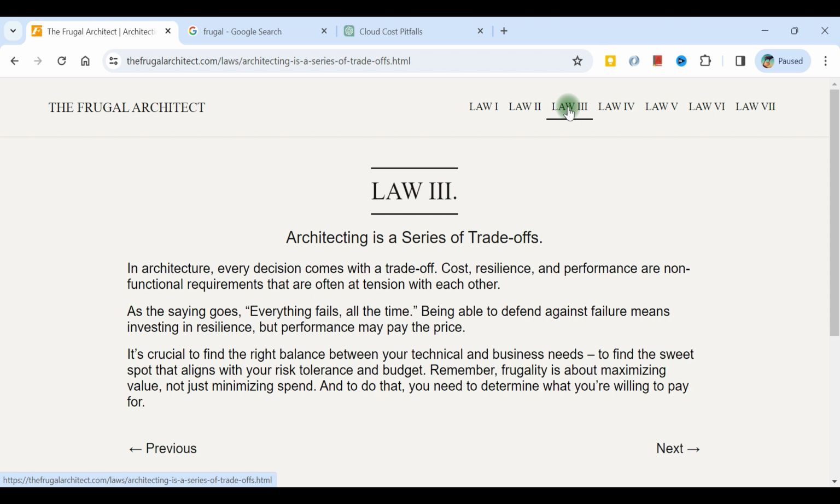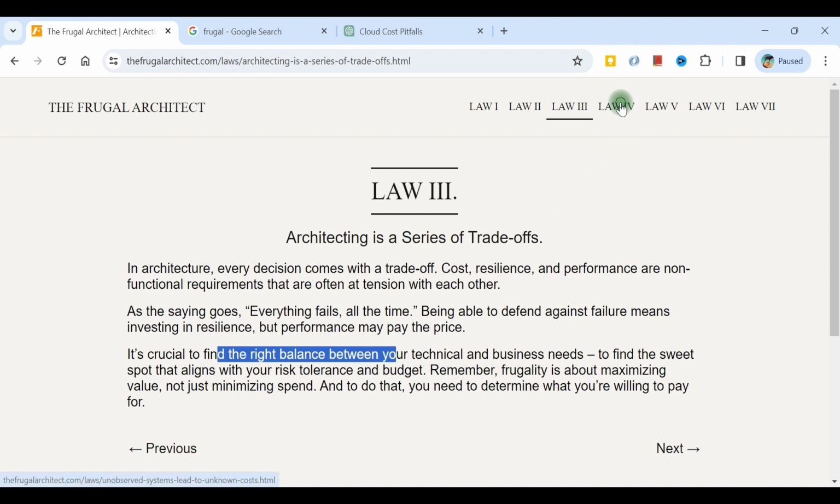Third law says architecting is a series of trade-offs. In architecture, every decision comes with a trade-off. Cost, resilience, and performance are non-functional requirements that are often at tension with each other. As the saying goes, everything fails all the time. Being able to defend against failure means investing in resilience, but performance may pay the price. It's crucial to find the right balance between your technical and business needs, to find the sweet spot that aligns with your risk tolerance and budget. Remember, frugality is about maximizing value, not just minimizing spend. And to do that, you need to determine what you are willing to pay for, right?